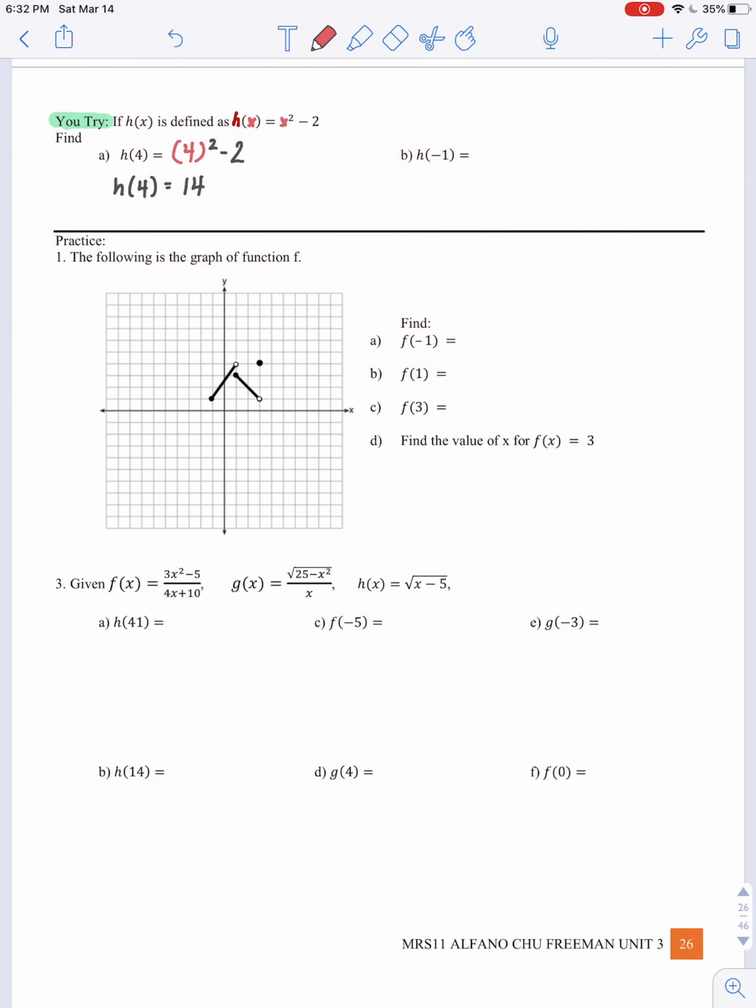Please make sure you are always plugging in with parentheses. Let's do this next one. h of -1. So that's (-1) squared minus 2. And that gives you h of -1. So when I plug in -1, my output is going to be -1.